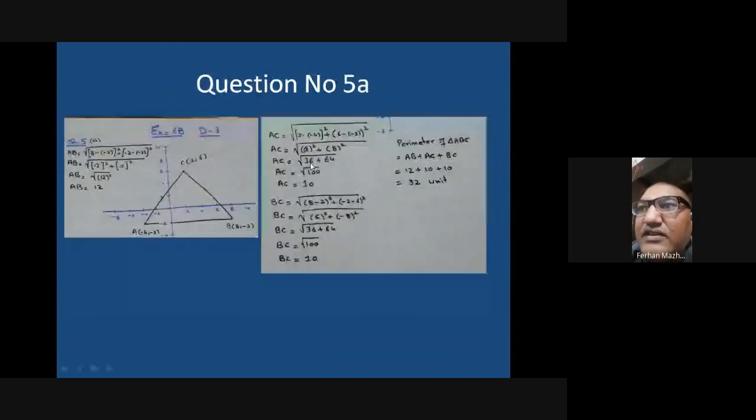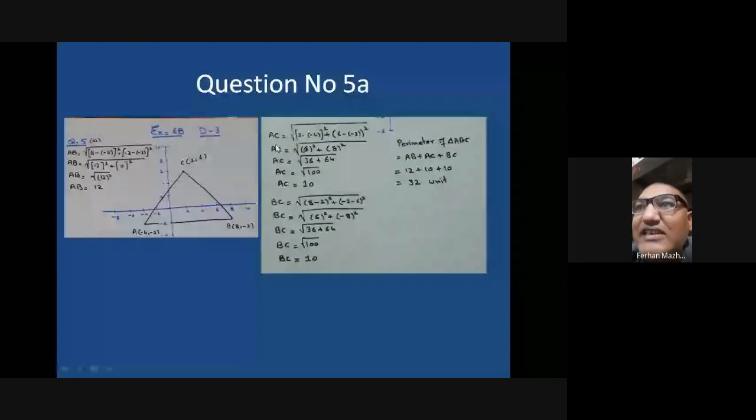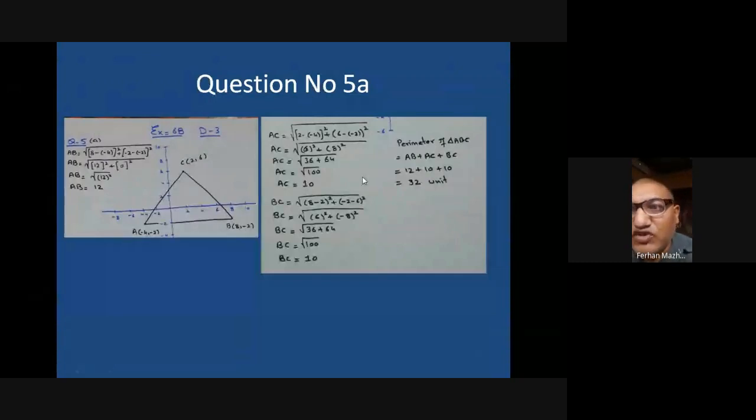Then I applied the distance formula on AC. AC is also a side of that triangle. So 2 minus -4 whole square plus 6 minus -2 whole square. It will become 2 plus 4, that will be 6, and 6 square will be 36. 6 plus 2 will be 8, and 8 square will be 64. 36 plus 64 will be 100. So when you take the square root of 100, that will be 10. Now I have the length of AC and the length of AB.